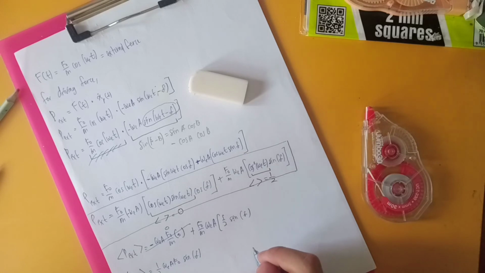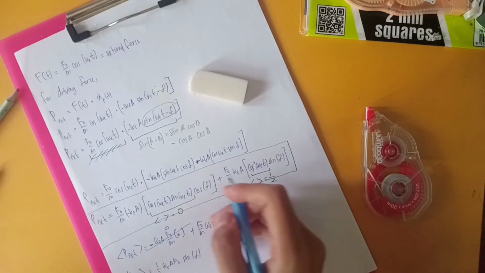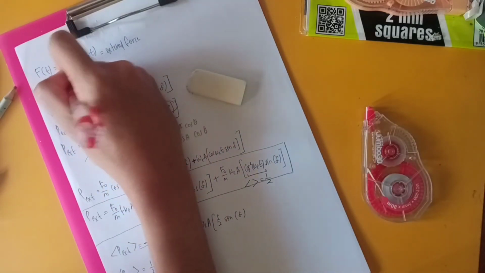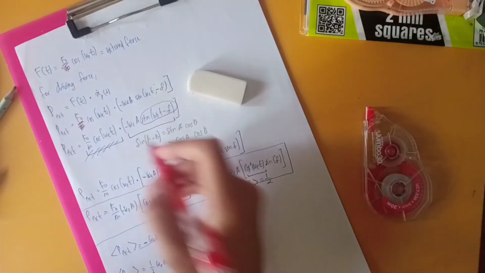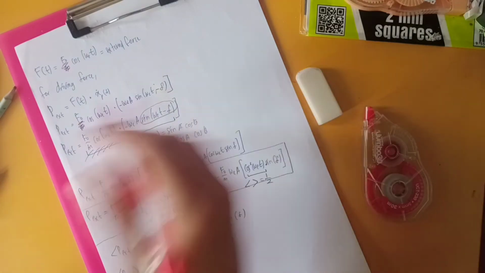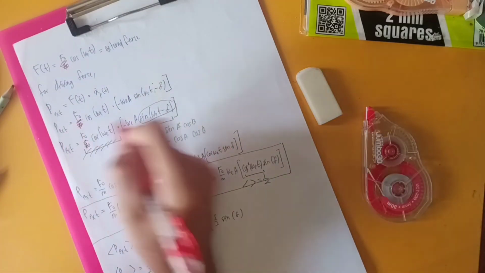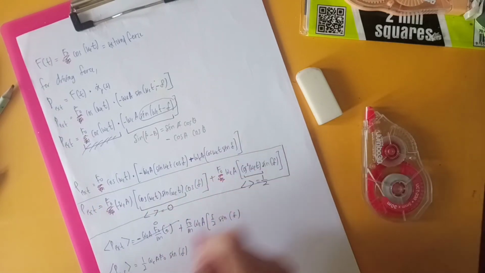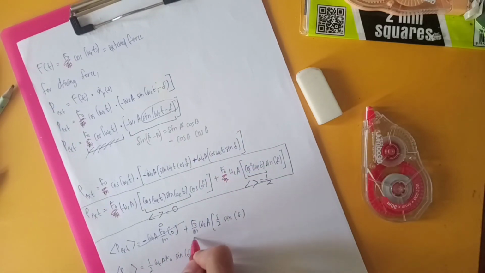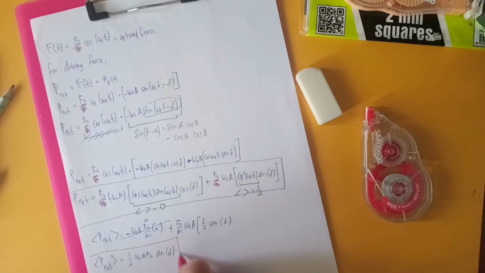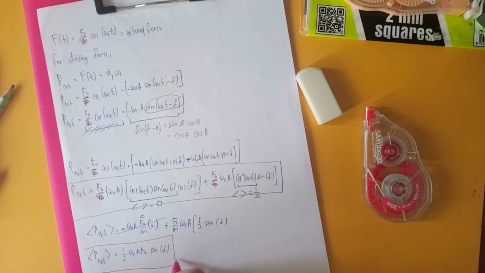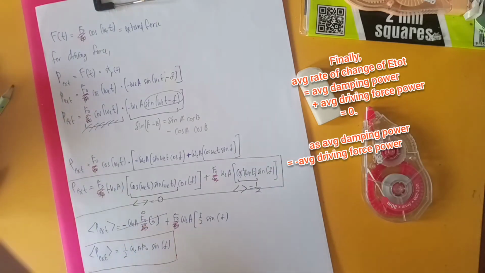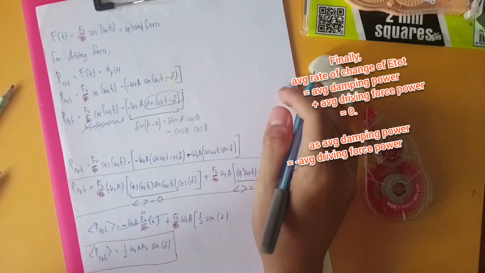Wait, is there any F naught over m in this one? I don't think so, right? Yeah, again I made a mistake. It should be F naught cos omega_e t, not F naught over m. I'm so sorry for the chaos mistake here. Yeah, this is the final form to find the external power. Alright, that is all.